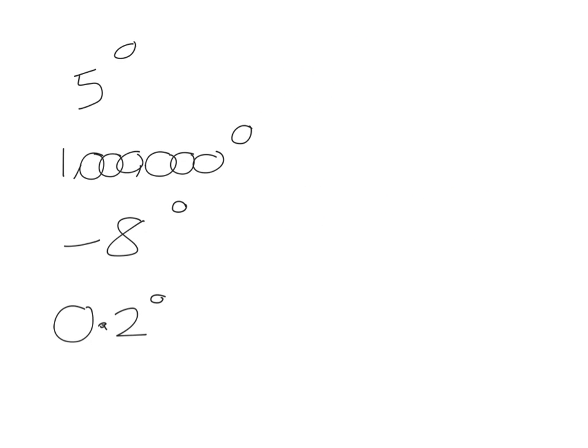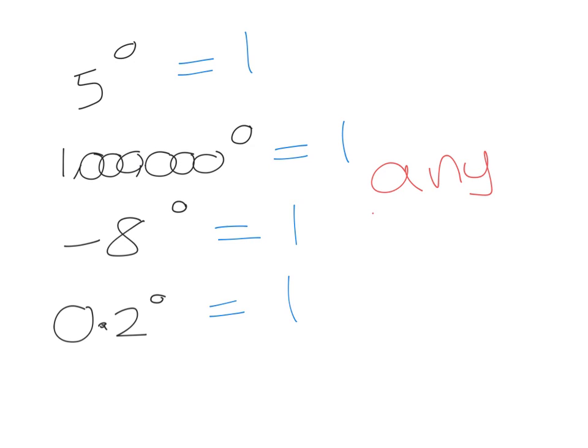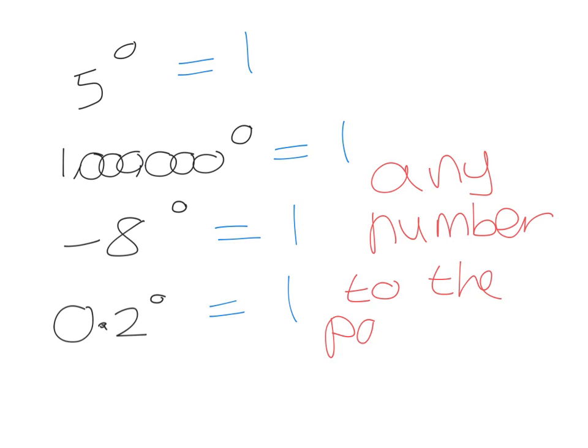Any number to the power of 0 is 1. So 5 to the power of 0 is 1. 1,000,000 to the power of 0 is 1. Negative 8 to the power of 0 is 1. 0.2 to the power of 0 is 1. So that is a very important fact. Any number, it doesn't matter if it's big, small, fraction, decimal, negative, positive, any number to the power of 0 is equal to 1.